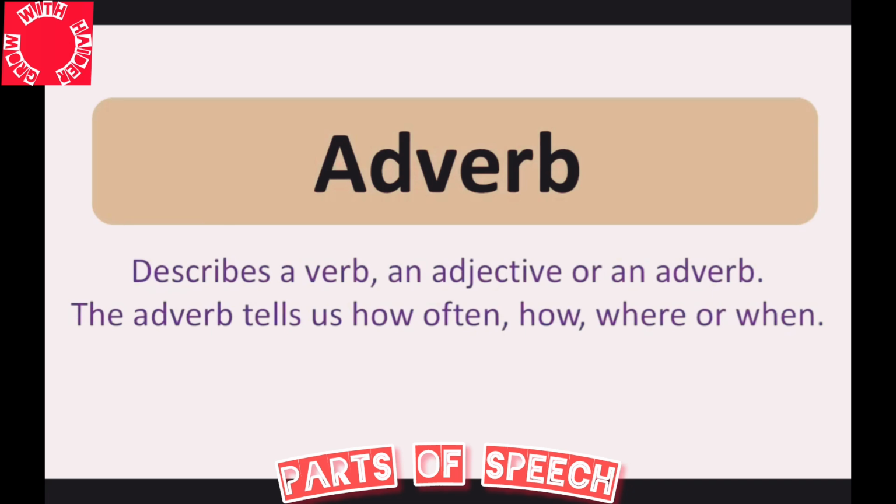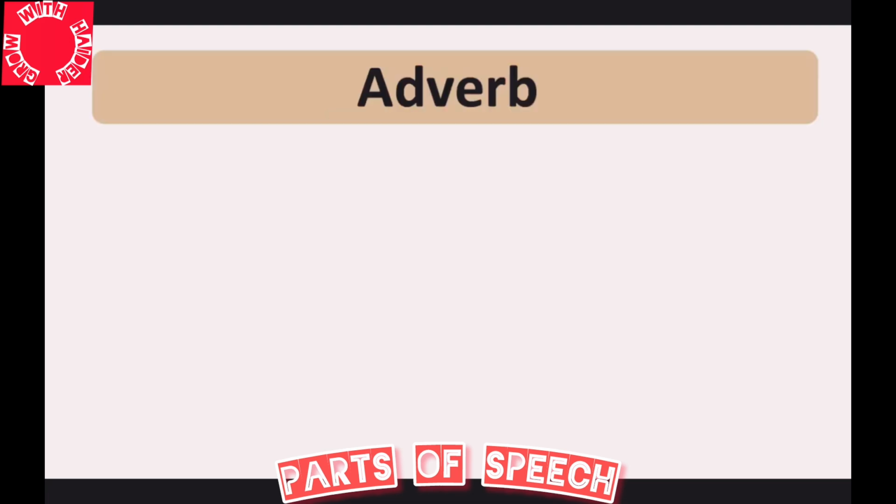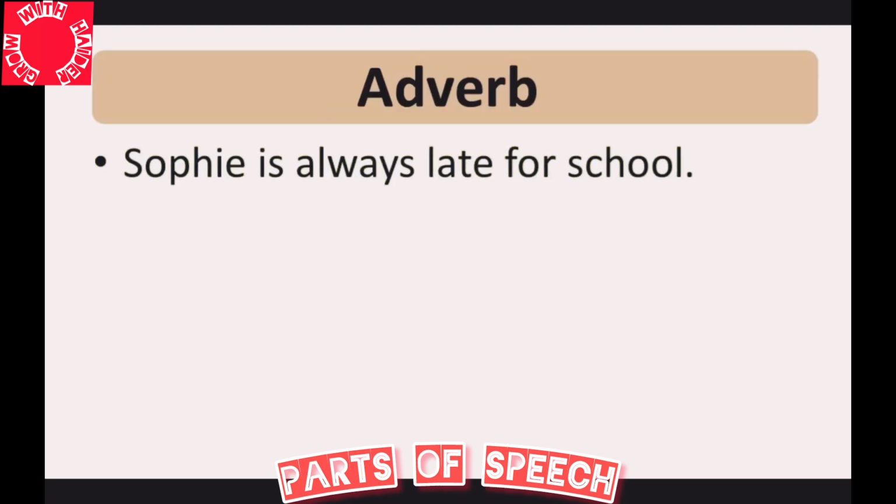Adverb. An adverb describes a verb, an adjective, or an adverb. The adverb tells us how often, how, where, or when. For example, slowly, yesterday, always. Sophie is always late for school. The adverb in this sentence is always. It is also important to note that late is an adverb and an adjective.